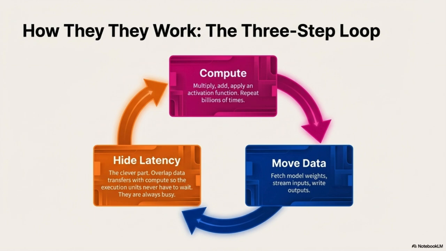They're always busy. And that's where that reduced precision hack comes back in. If you drop to 16-bit or 8-bit, you can do 2 to 4 times more operations in the same clock cycle. It's a massive boost.